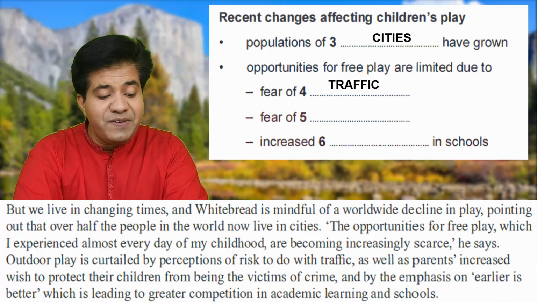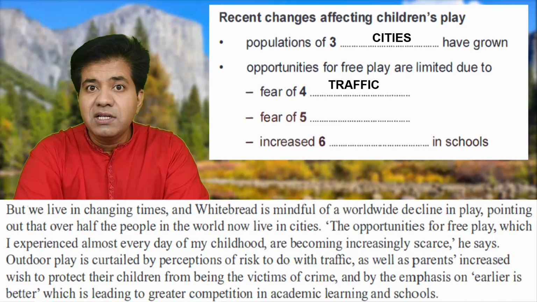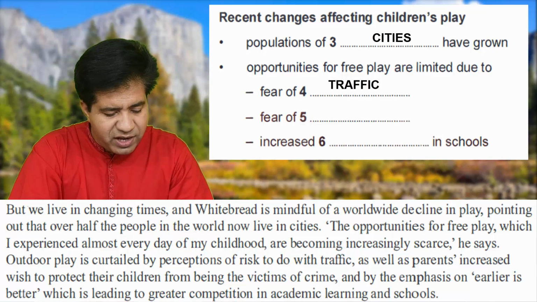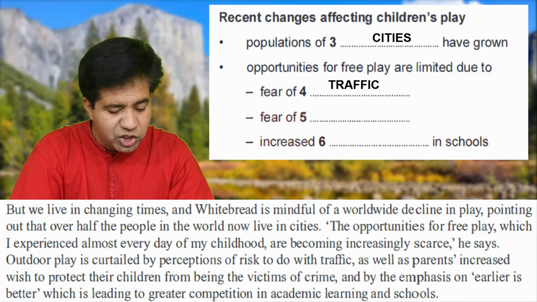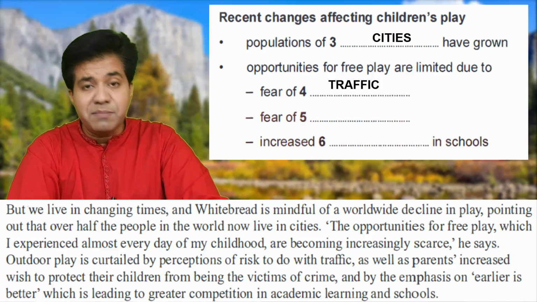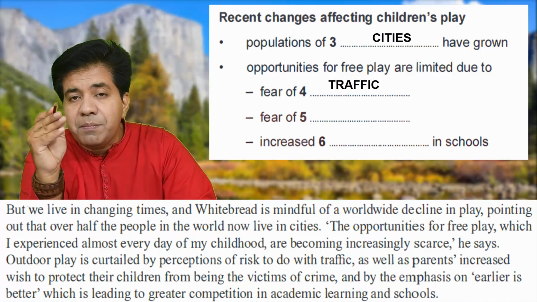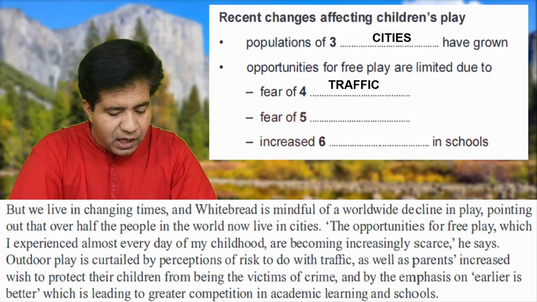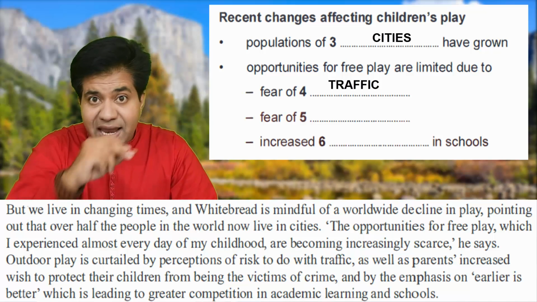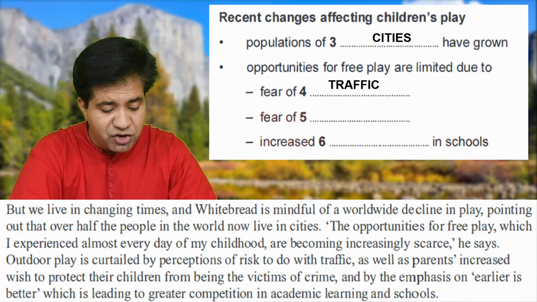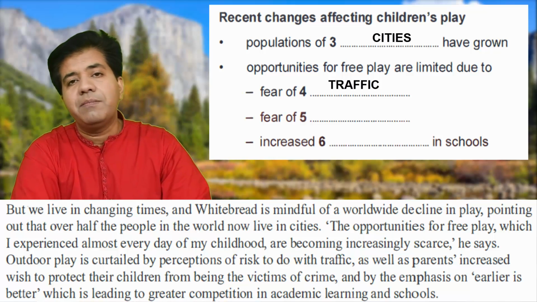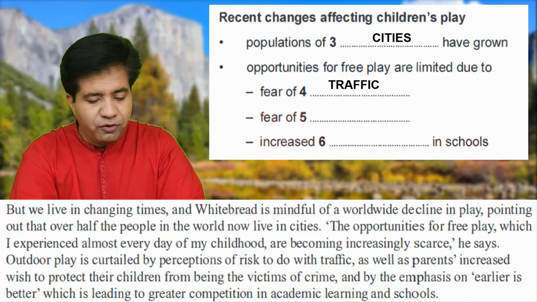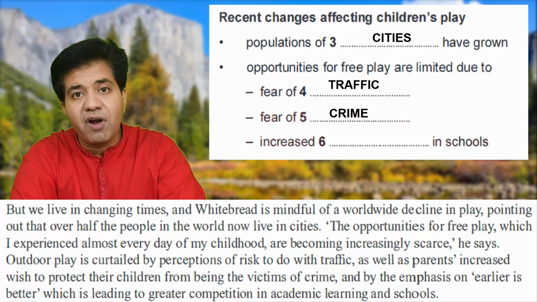Now second, there is another fear. One is fear, and for fear they use the word risk. Now let's go on. We'll find the next answer here. As well as parents' increased wish to protect their children from being the victim of crime. Being the victim of, that is also a fear of the parents. Now that is the second fear, that parents want to protect their children from crime. So that's why for this second question, fear of crime.